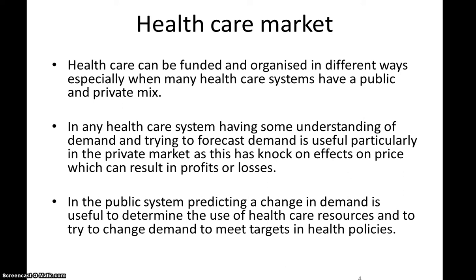Now, as I said to you, we have a mix of public and private. So in the public system, predicting a change in demand and being able to forecast that change in demand is useful. But it's difficult to do because you have always got this element of uncertainty. And that's one of the characteristics that has been highlighted in health. But it is useful to try and determine the use of healthcare resources. And if you go back again to lesson 1, this is something that's important when we're trying to allocate resources both efficiently and equitably. So again, this is to try to change demand, and the big thing is to try and meet targets in health policies.